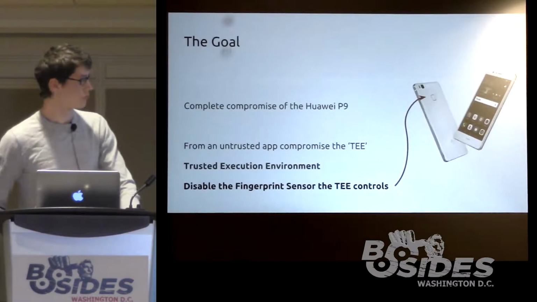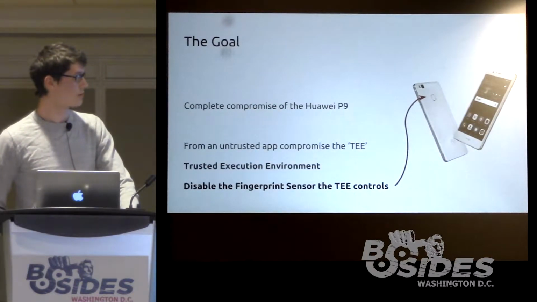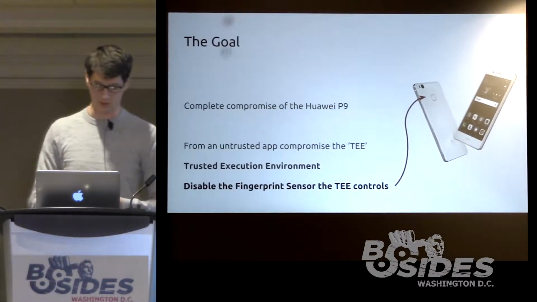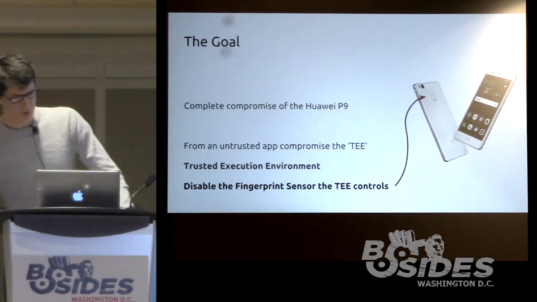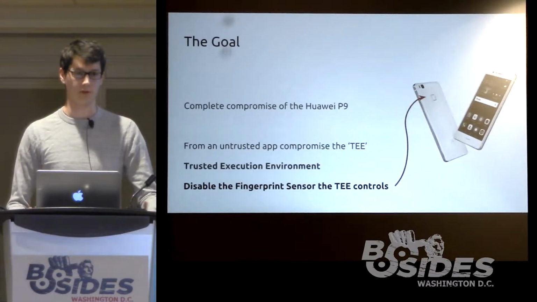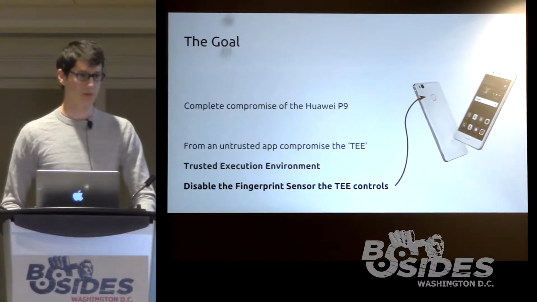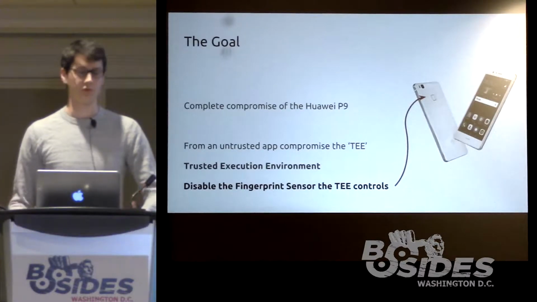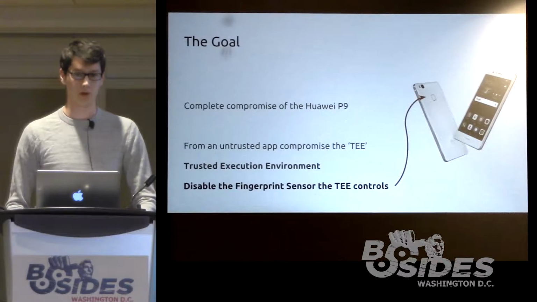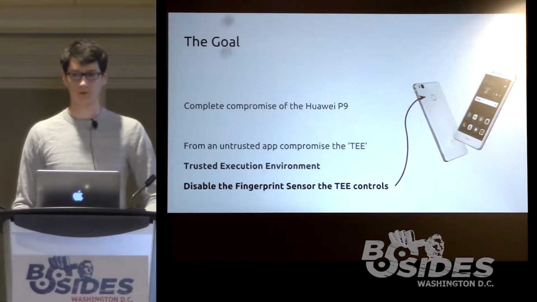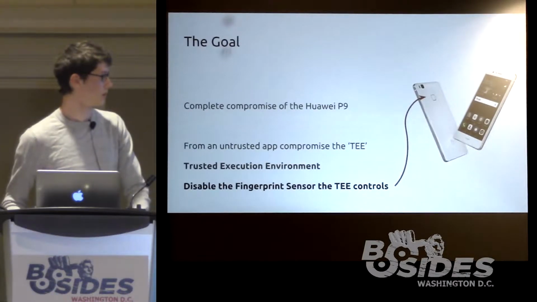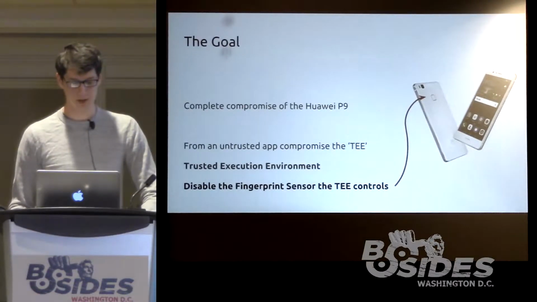So now to the actual talk. The goal is to completely compromise the Huawei P9, and I have it actually right here. I'll be demonstrating the exploit later. So we want to go from an untrusted app, which is an Android sandbox SELinux context, which essentially is any app that you download from the Play Store and give no permissions to. All the default apps on your phone or the apps that you're downloading are all considered to be untrusted, and they're put into a sandbox that limits what they can do.